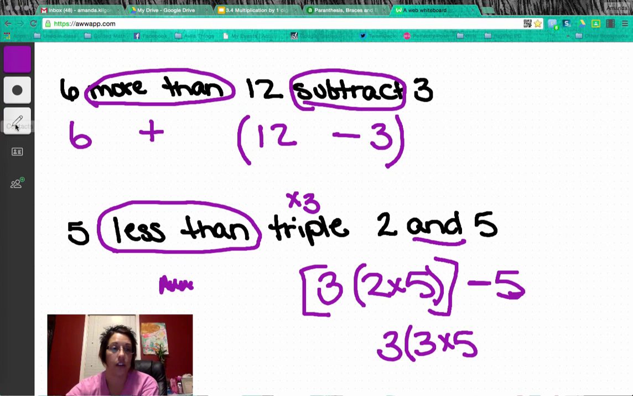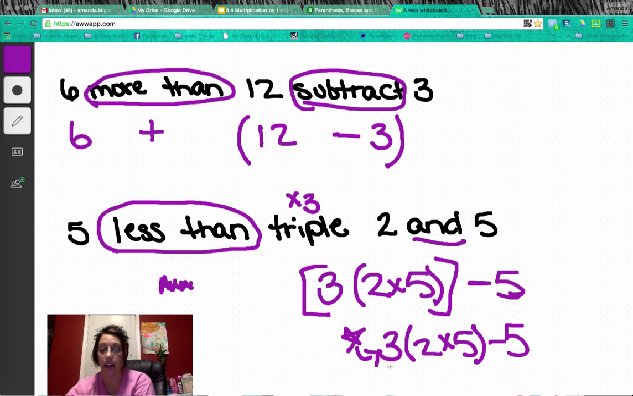Oops. Let me correct that error here. This needs to be a 2. With order of operations, we would do our 3 times 2 times 5 before we would do the 5 at the end. So this answer down here would be your best answer to turn in for this problem.